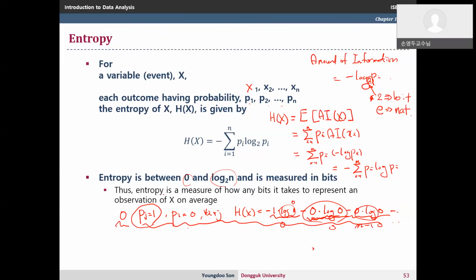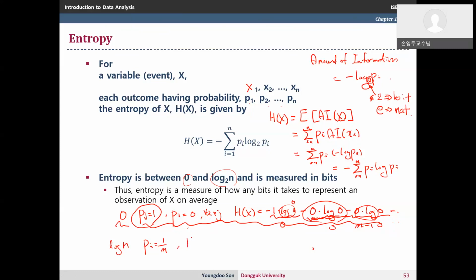And this value of entropy has the maximal value of log n when all p_i are 1 over n. It means that all probabilities of outcomes are the same, then we cannot expect the result at most. So we cannot guess the result. It is most difficult to guess the result when the probabilities of all the results are the same.